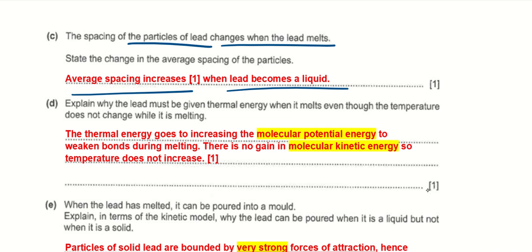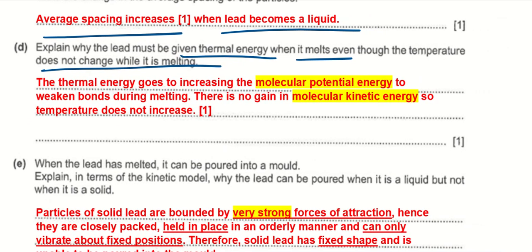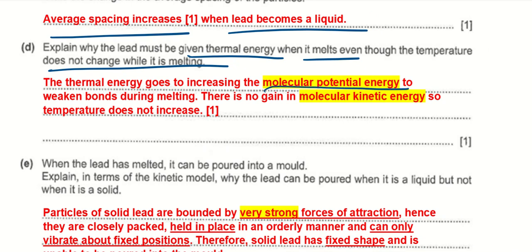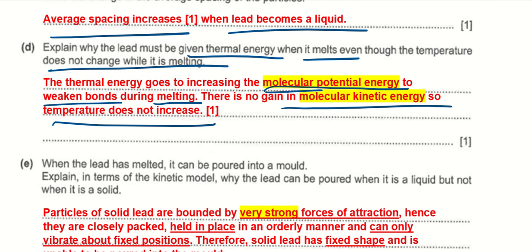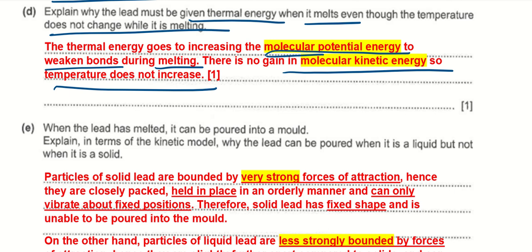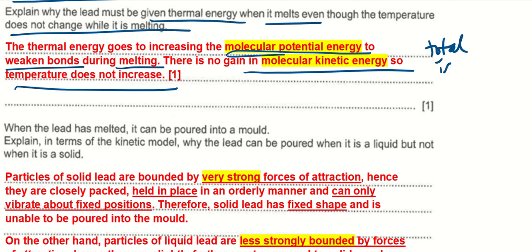Explain why the lead must be given thermal energy when it melts, even though temperature does not change while it is melting. So this one is a classic textbook question. Thermal energy goes to increasing the molecular potential energy. Now, whenever we talk about the particles and molecules, we do not use store. I think I mentioned this in my previous videos already. It's only when we are talking about the object, then we use store. So it is used to increase the molecular potential energy to weaken the bonds during melting. So there's no gain in molecular kinetic energy, so temperature does not increase. You need these 2 points. Overall, the total internal energy, which consists of the potential energy and kinetic energy, this total internal energy increases.